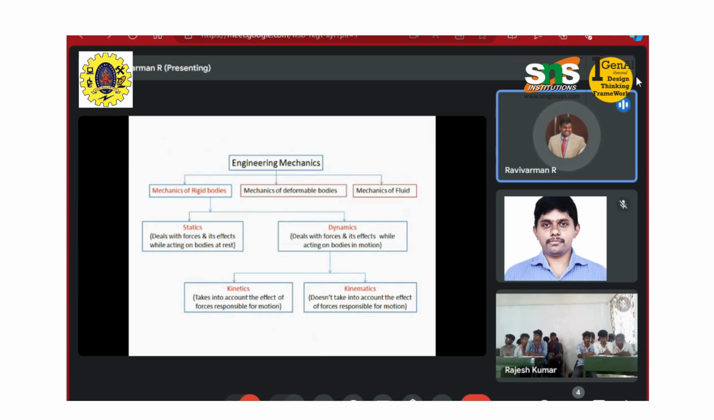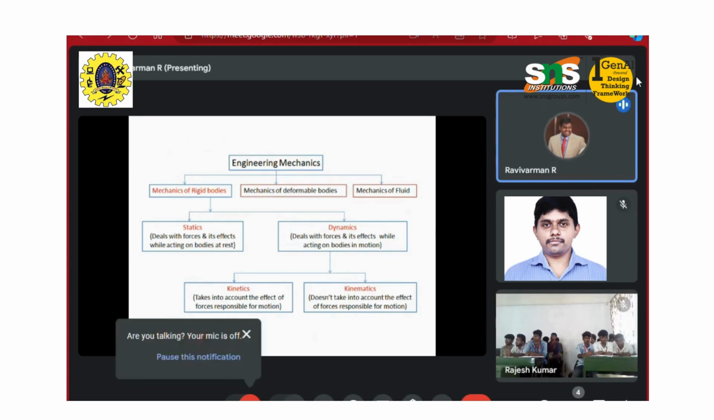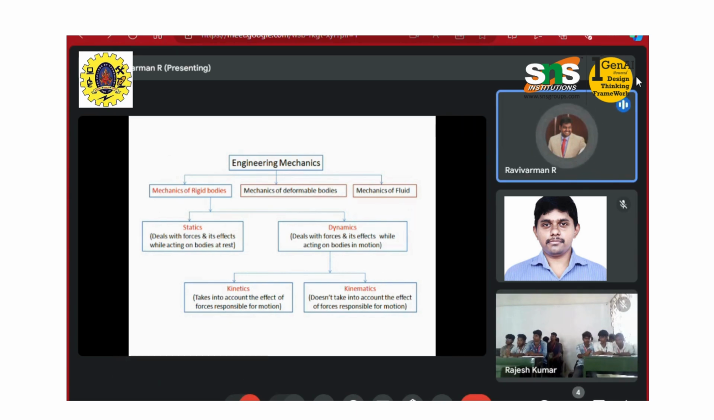In dynamic systems we have two types: kinetics and kinematics. Whenever we design a system by taking into effect the forces responsible for the motion, we call that kinetics. Whereas in kinematics, we study the motion without taking into account the forces responsible for it, where we consider the velocity, position, acceleration, and the geometrical aspects of the motion.